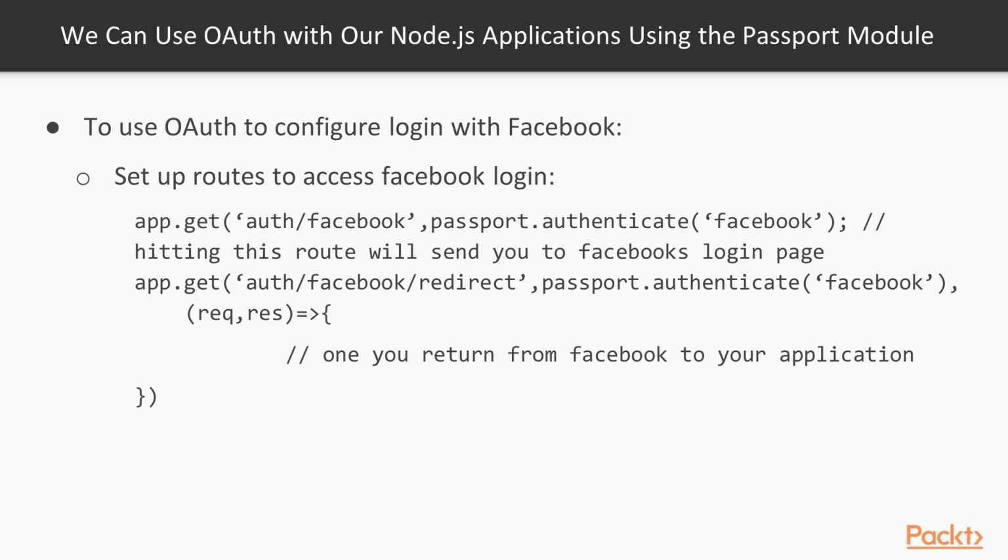The second part is setting up the routes to access the Facebook login. So there's really only two routes we need. The first is the get route, which is going to redirect to Facebook's login page. We're going to go to our website /auth/Facebook, for example, and that will redirect to Facebook. The second one is also a get route. Once the user has finished logging in with Facebook and correctly signed in, it will redirect back to our application. So that's the second route, which is going to be something like auth/Facebook/redirect. So first step, setting up the Facebook strategy. Second step, setting up Facebook routes.